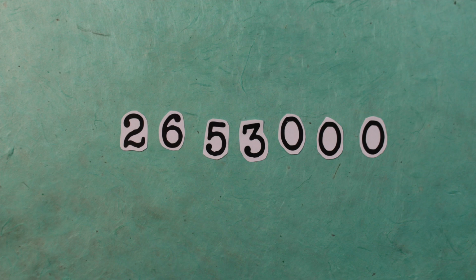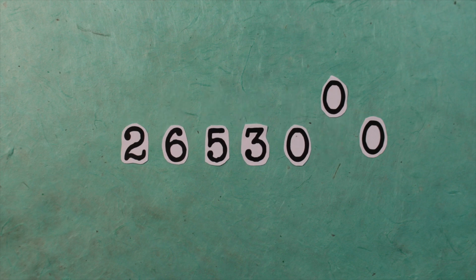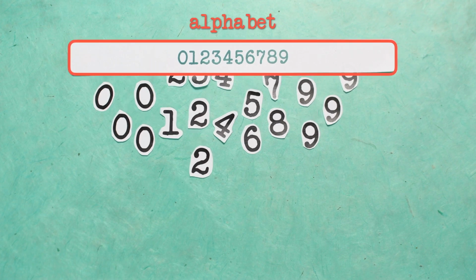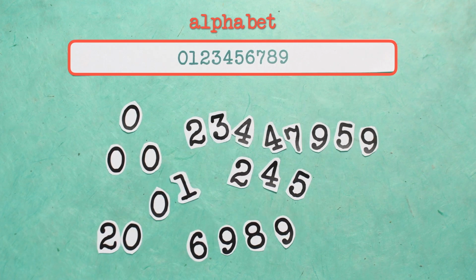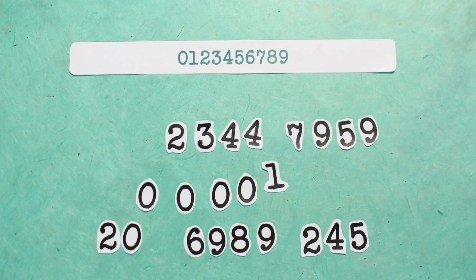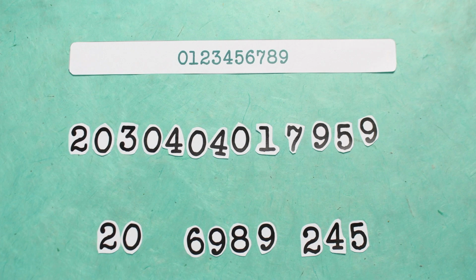All of the natural numbers are written down as strings. A string is just a bunch of symbols arranged in a sequence. Here's the set of symbols we use to write numbers. The set of allowed symbols is called an alphabet. By arranging these symbols in different orders, we can create all of the natural numbers.